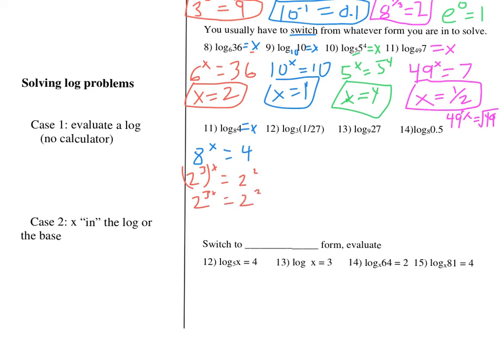And so now that I have the same base equals the same base, I can just set the exponents equal to each other. So I can say 3x equals 2, and then divide by 3, and I get my x value of 2 over 3. So that's how you do those ones when you can't turn that into the other one. Just make them both have the same base.